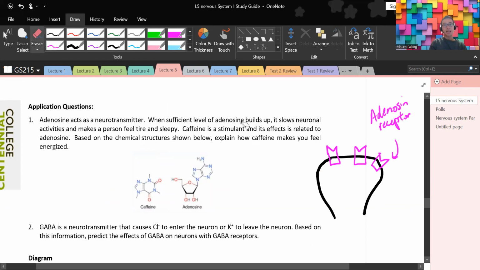So what they're saying is, when you build up adenosine, it will slow neuronal activities. Here is an adenosine triangle that binds to it, right? And then it will slow down the neuron, and then you will feel tired. The more you have, the more tired you will feel, and then you go to sleep or whatever, right? So now caffeine. If you look at the structure of caffeine and the structure of adenosine, what do you notice? You notice anything special about them?